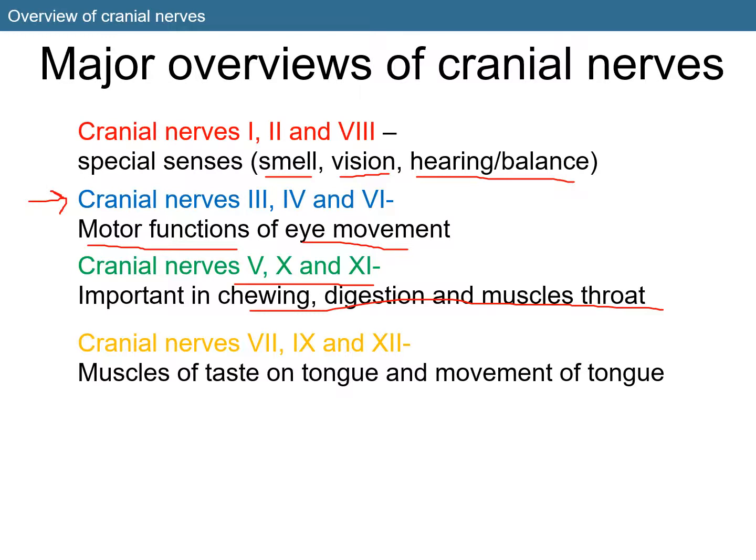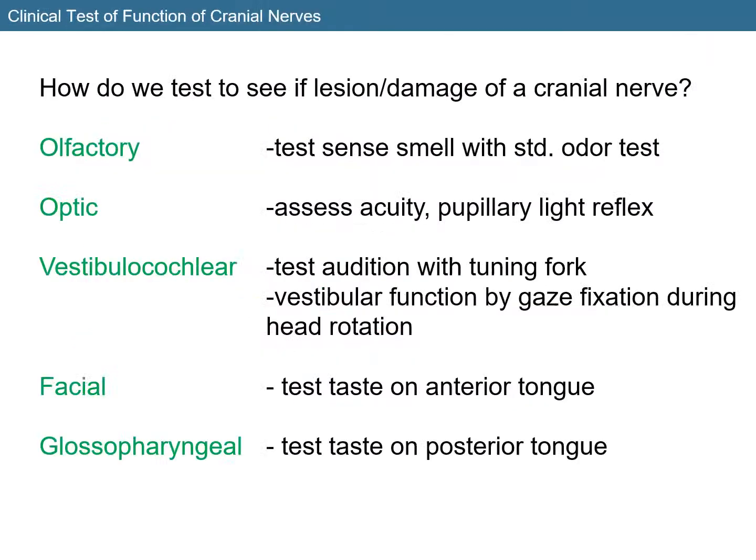And those are ones that we'll spend a lot of time on. And then cranial nerves number 7, 9, and 12 are all important in tongue movement, right? And how the tongue tastes. So this is a nice summary slide that you should spend some time looking over.